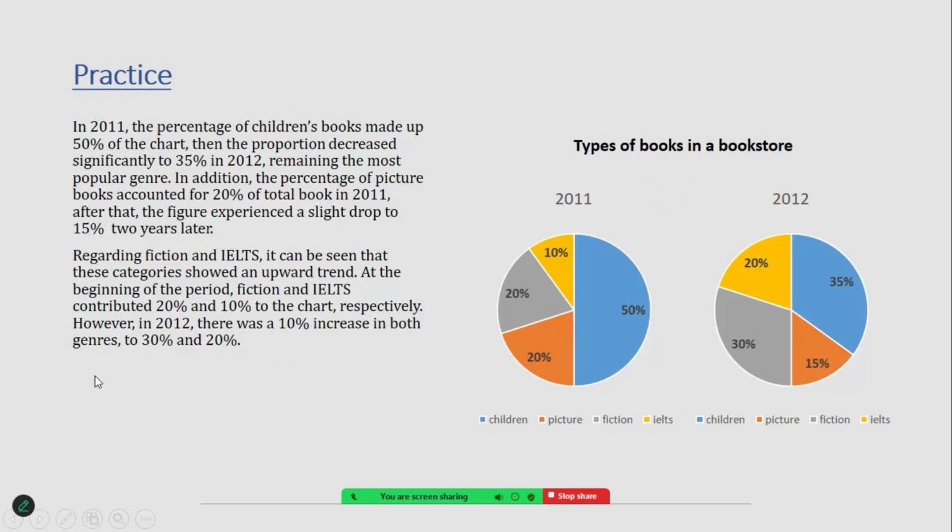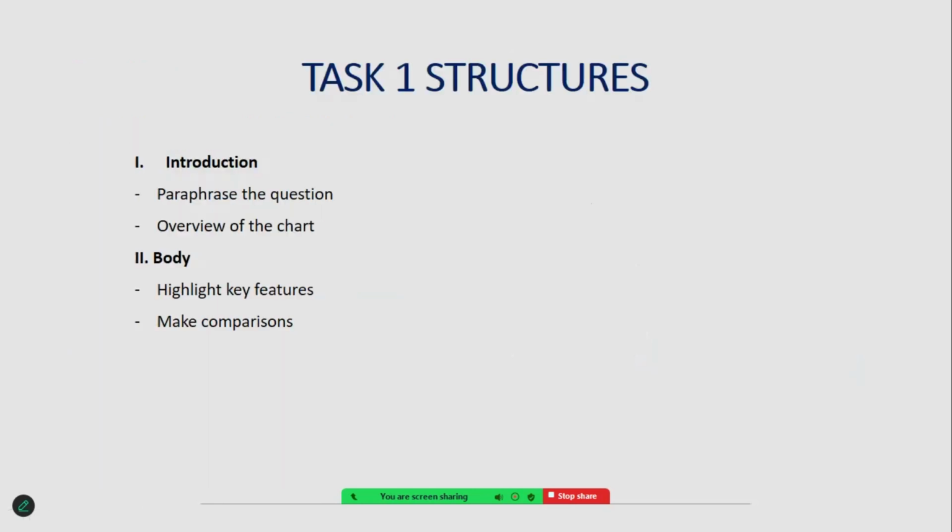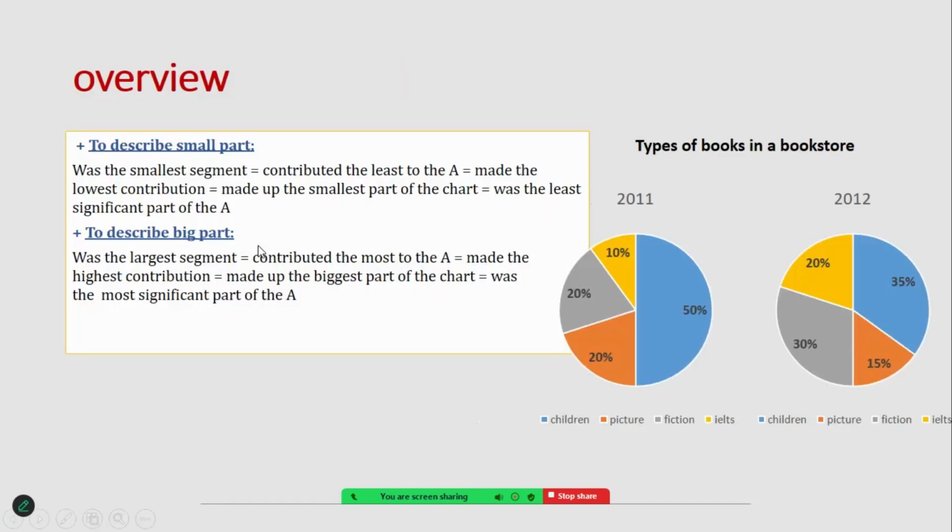And this is not the finished writing because for task 1 structure, we need 2 parts. Part 1, introduction, and part 2, body. So for introduction, we need to paraphrase the question and give overview of the chart. Paraphrase means rewrite the question with the same meaning. Do not copy. And for overview, lucky for us, we have structure too.